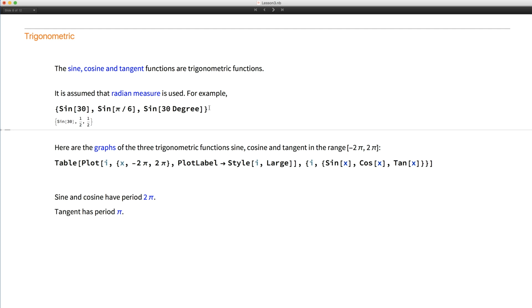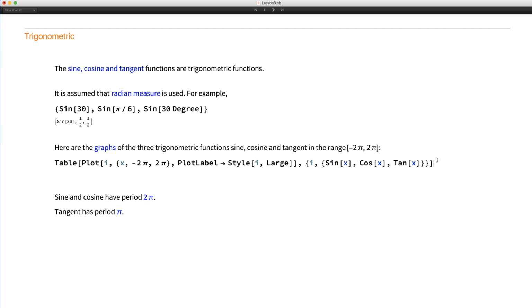So the 1/2 over there came out because you use the right notation and the right units. So keep in mind that you must always use the radian measure when working in the Wolfram language, or else you must say degree like I've done over here.